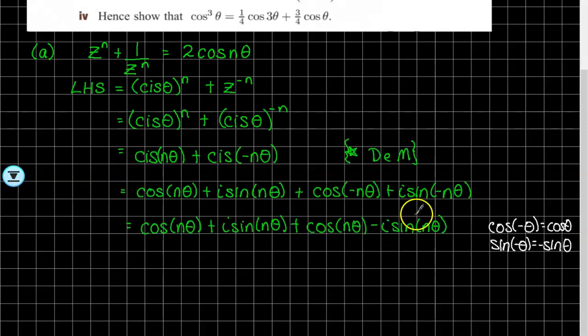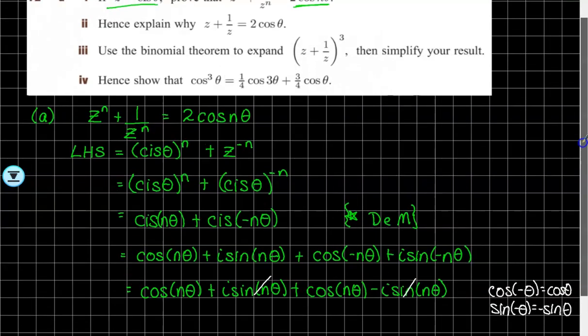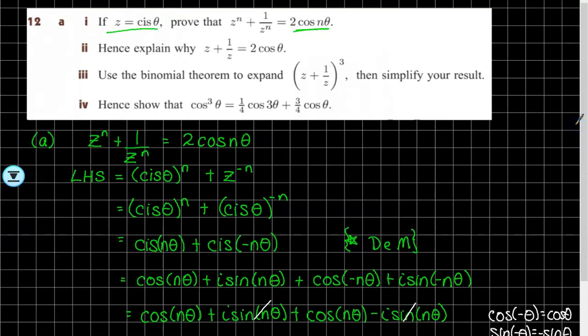Remember, explaining what you're doing. So they're now going to cancel, and lo and behold, we get what our right-hand side was meant to be. Because i sine theta minus i sine n theta cancel out. I've got cos n theta plus another cos n theta. Last time I checked, that's 2 cos n theta. We're good. All right, hence, explain. That one's not a tricky one. Jules?